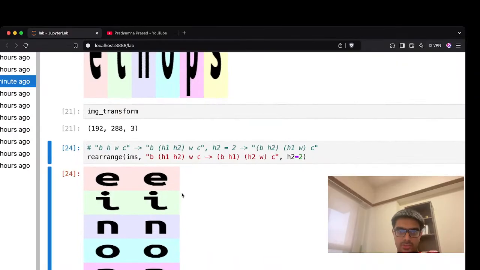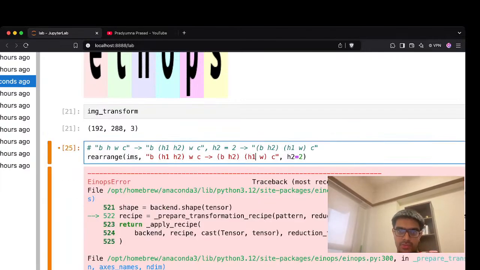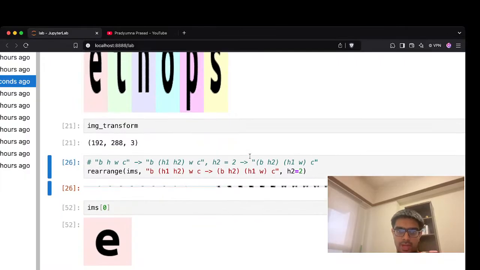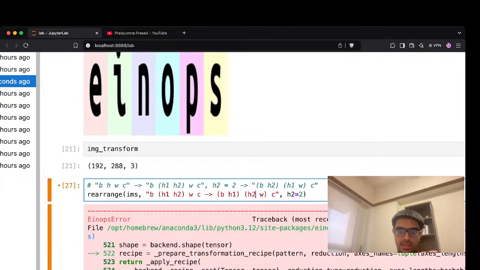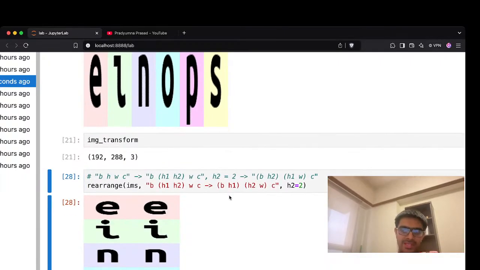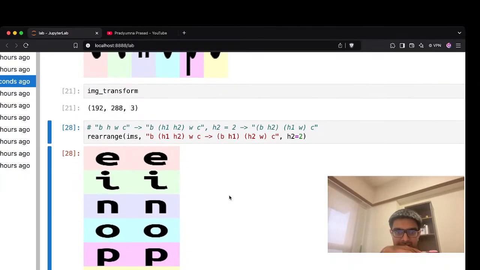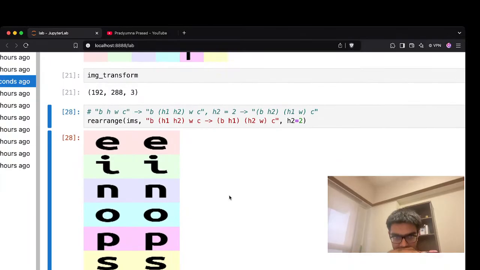This is weird. Why is it duplicating? B H2, H1 W. Okay, I want the height to be halved. What's my new height? But new height can't be B times H, right? B has to be times H1. Why is it doubling? This is sort of what I want, but why is it getting duplicated?